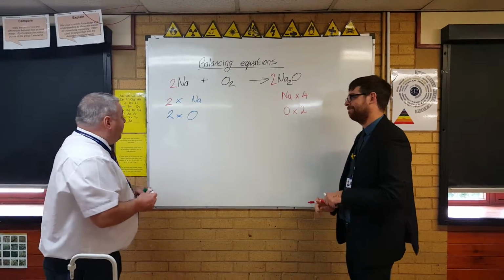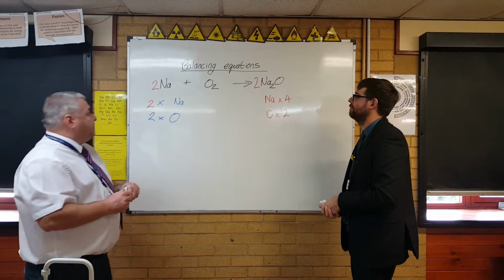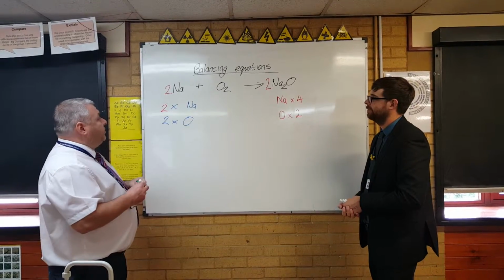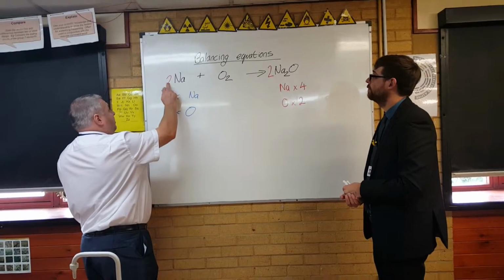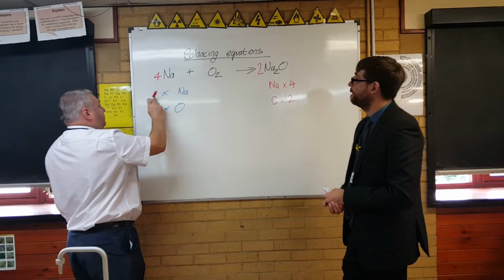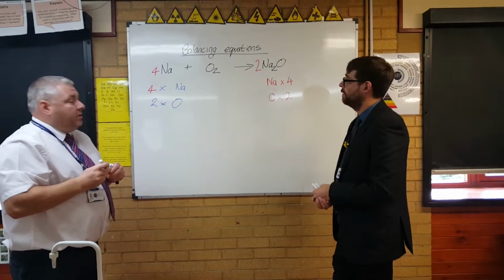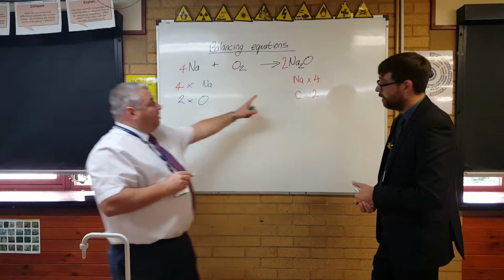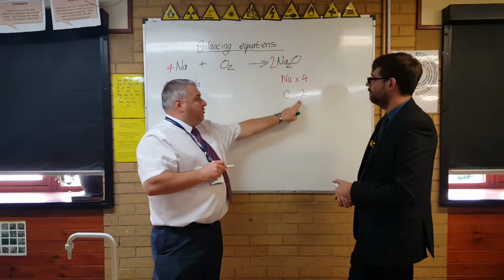Okay, so as Mr. Lycett said, we've got 4 sodium atoms on the right-hand side, but we've only got 2 on the left. So how do we get that to be a 4? Well, remember we can't change little numbers, so if we cross out this 2 and make it a 4, and then once you've done that, update your list, and if we look at it now, this equation is balanced because we've got 4 sodium atoms on the left-hand side and 4 sodium atoms on the right, 2 oxygen atoms here and 2 oxygen atoms there.